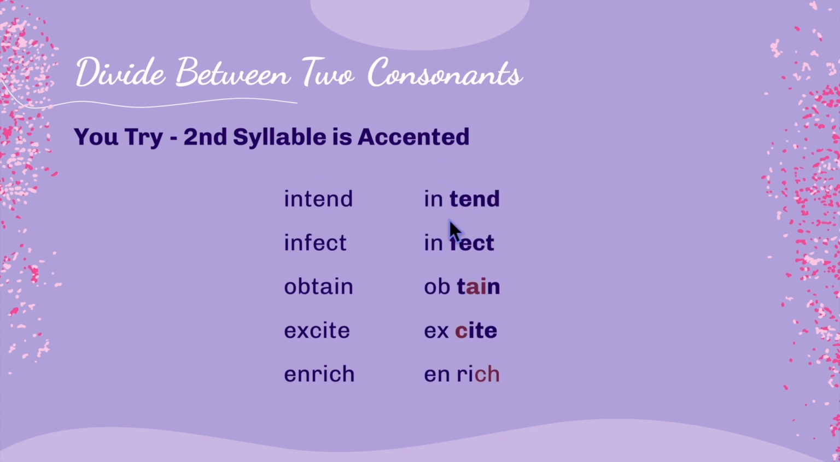Split between the two consonants and make sure when you say the word you accent the second syllable. We split right here, here, and so on. These first syllables all start with a vowel, so they are closed and have their short sound. AI says A, this C is going to have its soft sound of S, and the CH says Ch. Intend, infect, obtain, excite, enrich.